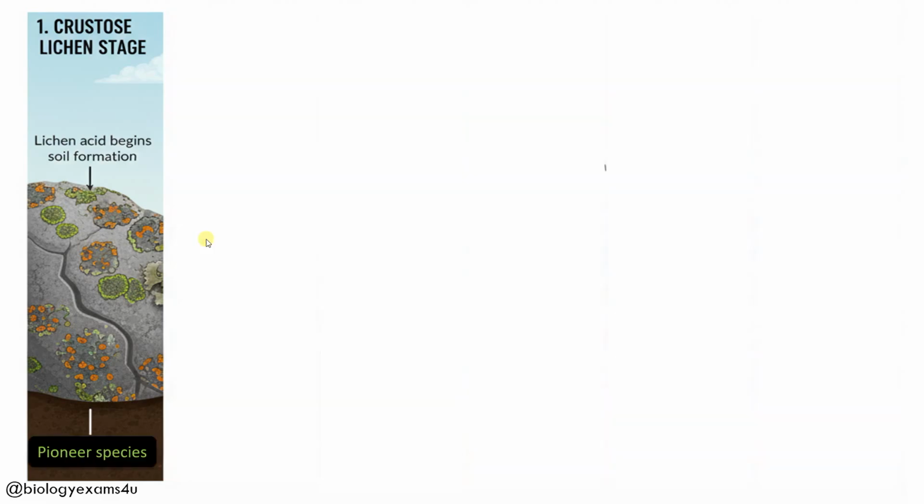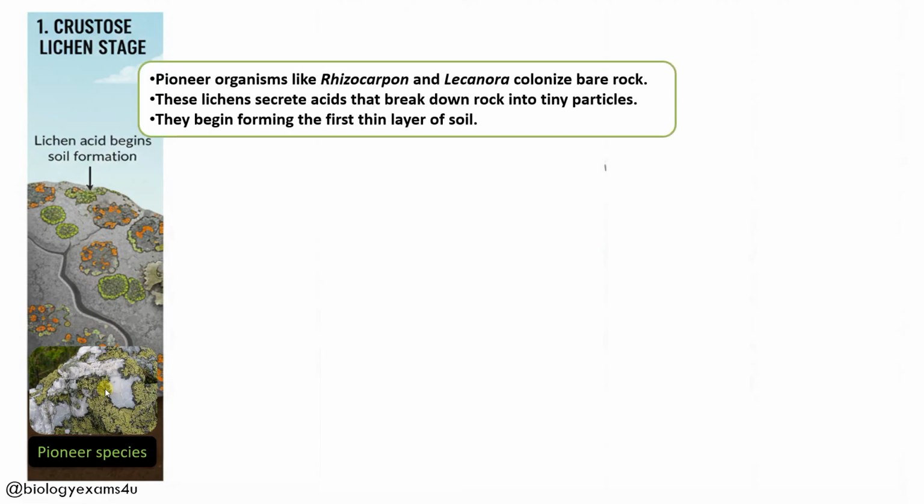Starting with the first stage, which is called the crustose lichen stage. So these are the lichens that first grow on these barren rocks. They are tolerant to extreme environments. They are the pioneer species to start the succession. These include rhizocarpon and many other species depending on the climate, whether it is temperate or tropical. These lichens secrete acids that break down rocks into fine tiny particles and thus beginning the formation of first thin layer of soil. So the pioneer species or lichens first colonize these barren rocks to start the process of succession.